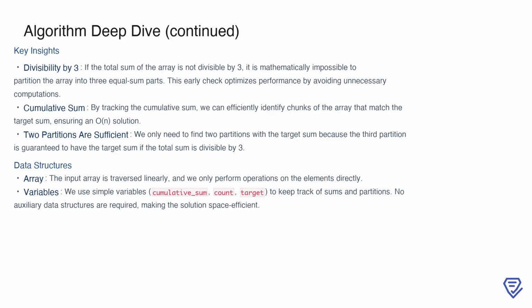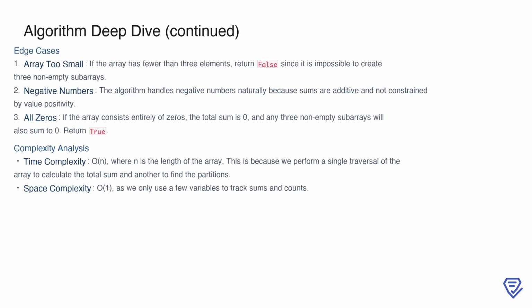The use of basic data structures like variables for cumulative sum and count also ensures minimal memory usage, making the solution highly space efficient. Now let's address some edge cases that the algorithm handles. If the array has fewer than 3 elements, it's impossible to form 3 non-empty subarrays, so we return false immediately. The algorithm also naturally accounts for negative numbers, as the cumulative sum calculation doesn't depend on positive values.